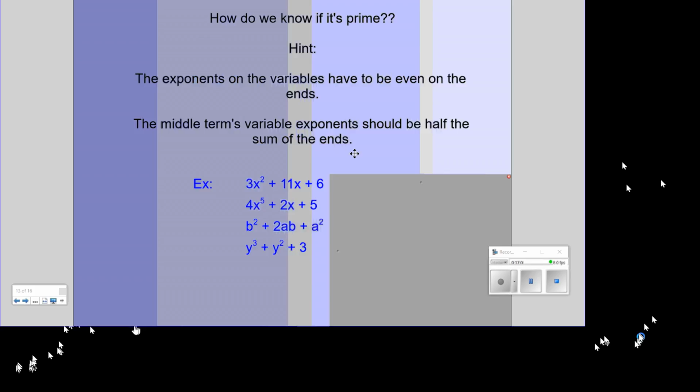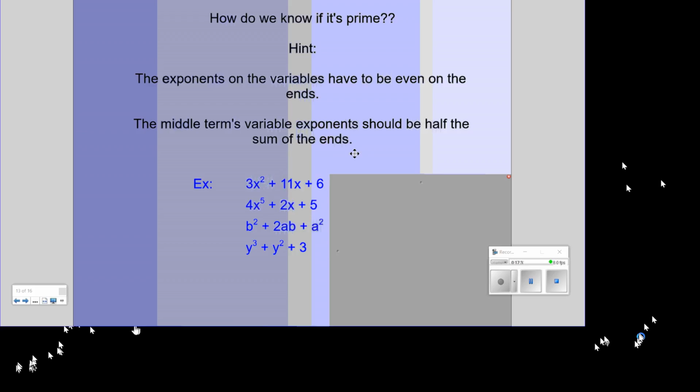Okay, lastly, we're just going to go over a quick way that you can identify if a trinomial, regardless of it having a coefficient or not, would be even factorable at all. And the hint here is to look at your exponents. So you've seen a lot where it's an x squared, then an x to the first, and no x on the last term.